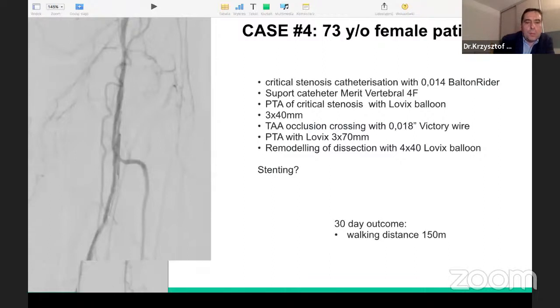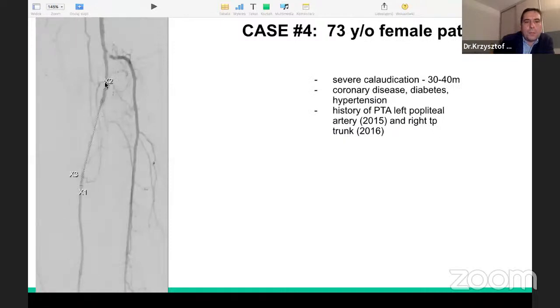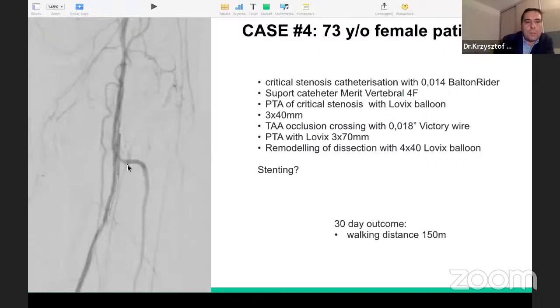Of course, this occlusion was reopened, and also this critical stenosis was fixed. However, here we had a dissection, and the question is whether to put the stent here or just to leave it. We decided to leave it, and well, she was okay after 30 days. This is our typical time of control of the patients. The walking distance improved, so we left it. We left this dissection without any additional stenting, but the only way is stenting here.